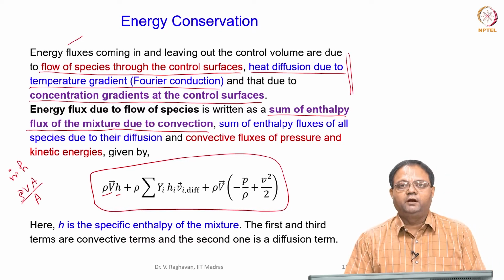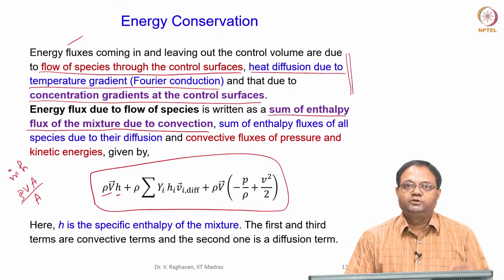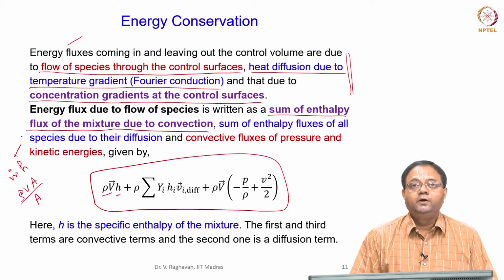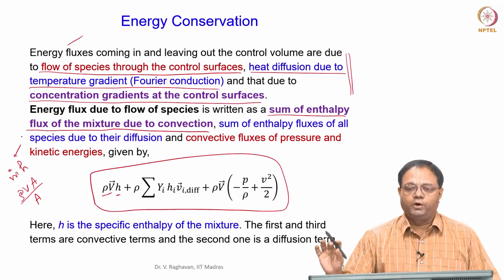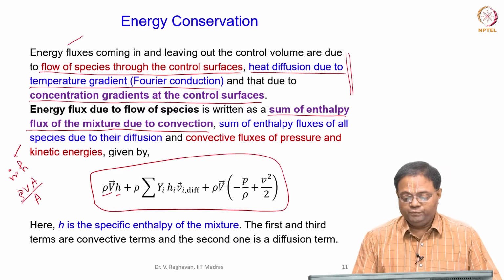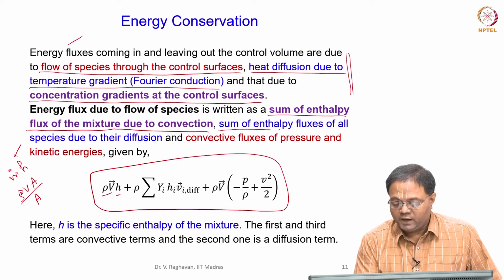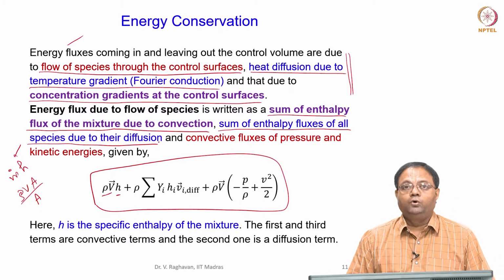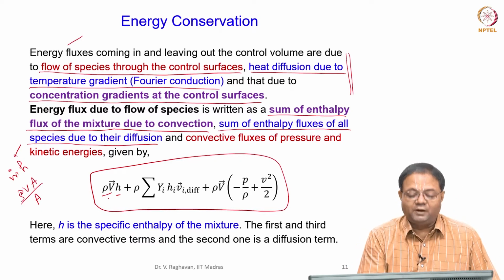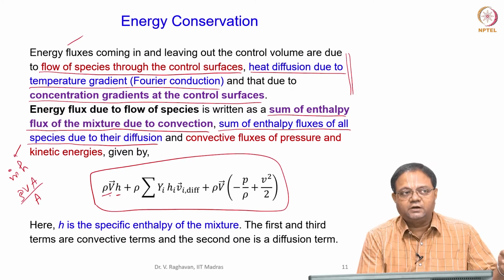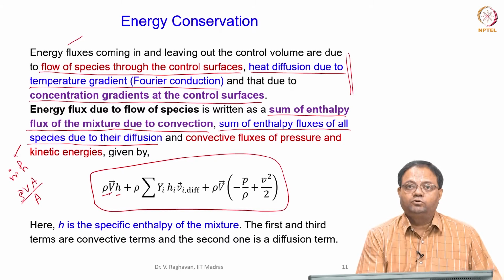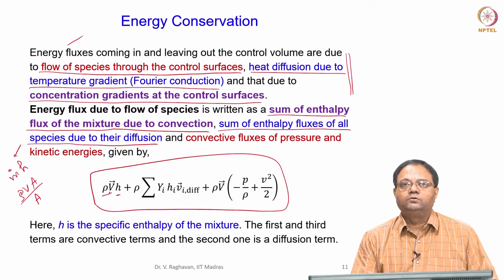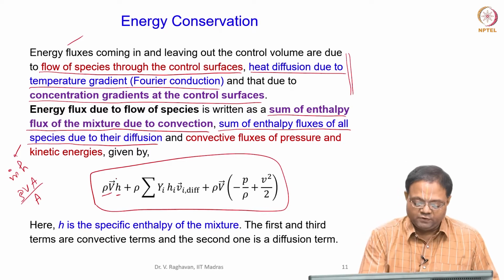So, something is coming in, some mass is coming in, mixture mass is coming with its enthalpy, mixture enthalpy H. So, this is the mixture enthalpy. So, some mass is coming in and some mass is going out. So, that we have to take into account. Second is sum of enthalpy fluxes of all the species due to the diffusion. So, this is the bulk convection, correct. The mixture is flowing with the velocity of V vector. So, that bulk convection, mixture enthalpy is transported in and out through the control surfaces. That is the first term.